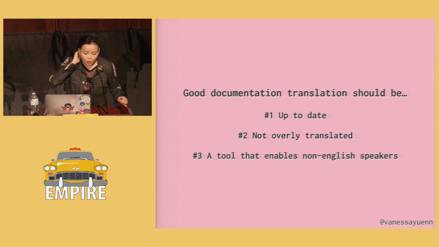To sum it up, well-done documentation translation should be up-to-date, not overly translated, so only aim to translate the learning, not the terminologies. Keep the keywords, API method names, all that in English. If you do have them translated, that's fine, but make sure you have the original English term easily accessible, either put it in parentheses or link to it in the docs. All in all, it should be seen as a tool that enables non-English speakers to extend their learnings further.